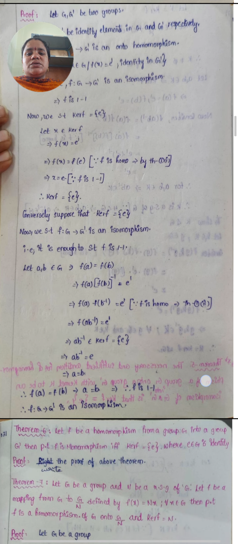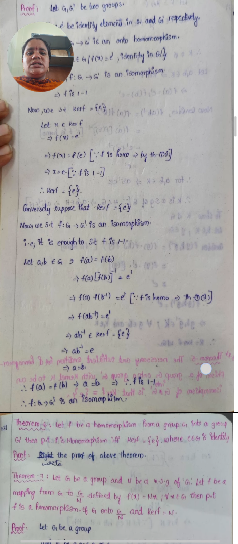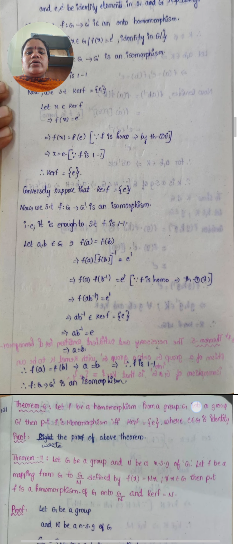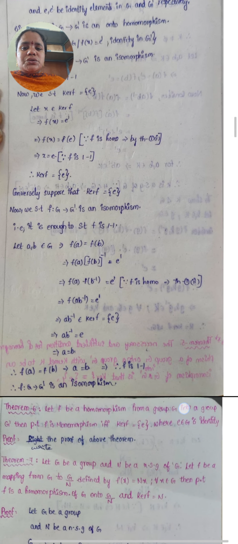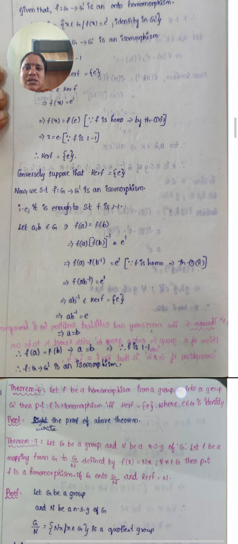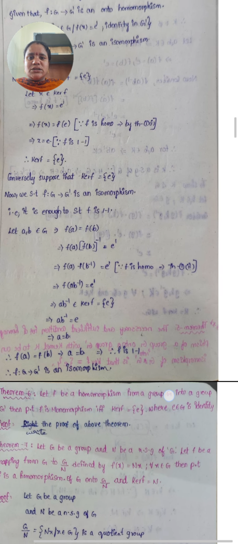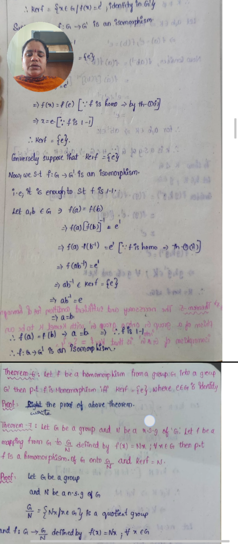Suppose that f maps from G to G' is an isomorphism. Therefore f is one-one. Now we have to show that ker f is equal to the singleton {e}. So let x belong to ker f, so f(x) is equal to e'.